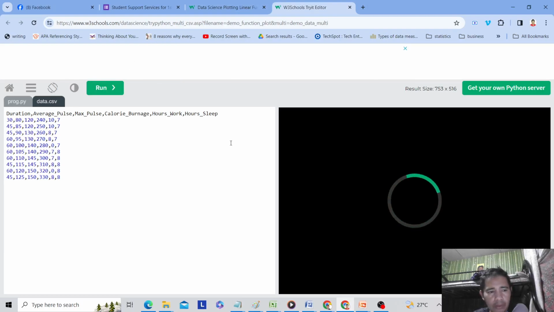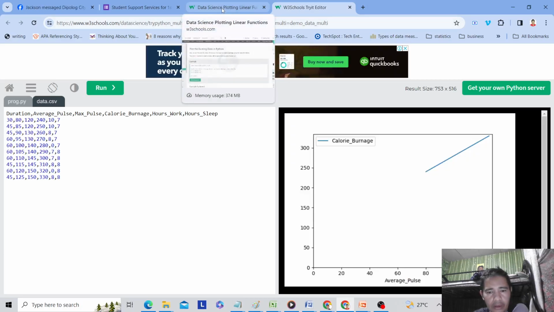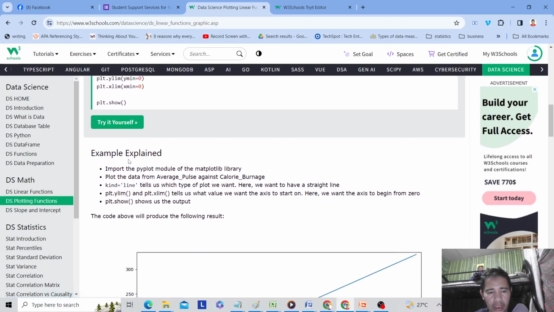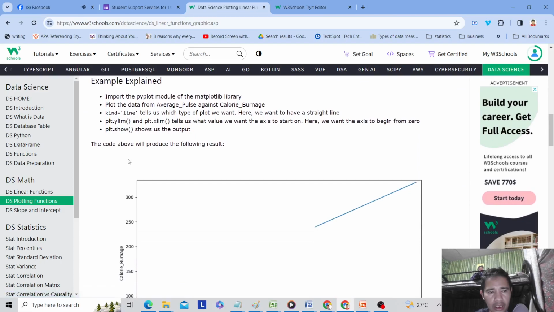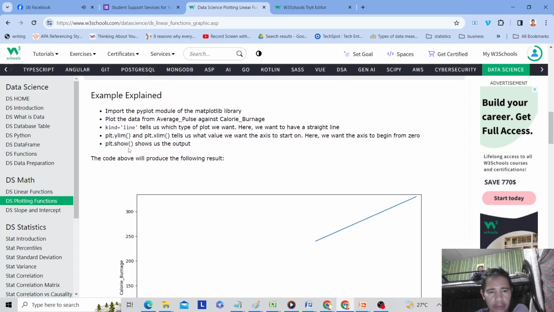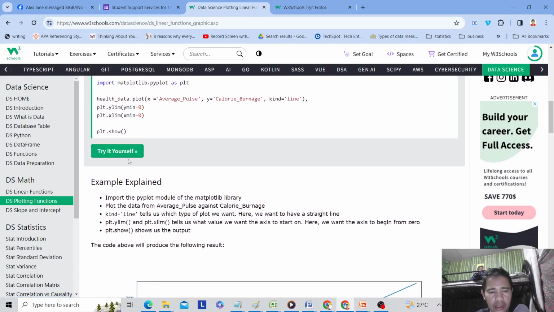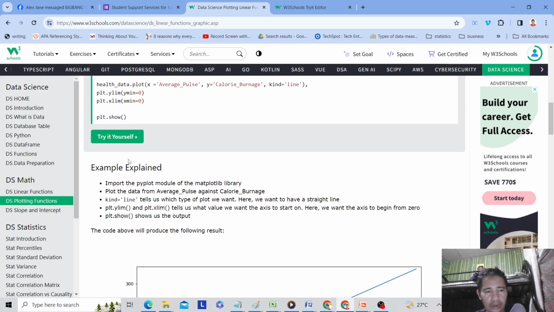Okay, so that's the code, guys, to make this. Explanation: import the plot module of the matplotlib library, and plot the data from the average pulse against calorie burnage. So that's that one. And kind equals line tells us which type of plot we want. Here we want to have a straight line. plt.ylim and plt.xlim tell us what value we want the axis to start on. Here we want the axis to begin from 0. PLT.show shows us the output.